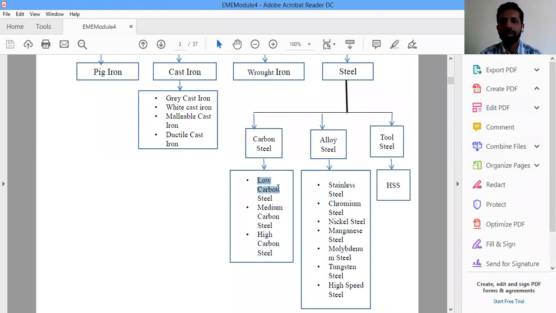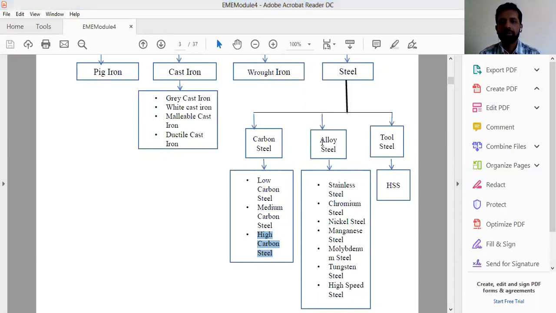Low carbon steel is ductile, a little bit soft in nature, but it gets corroded quickly. In medium carbon steel, the carbon content is a little bit higher, so it becomes harder and stronger, and corrosion resistant also. High carbon steel is going to be very brittle, with high corrosion resistance, and it is also going to be very hard, right?